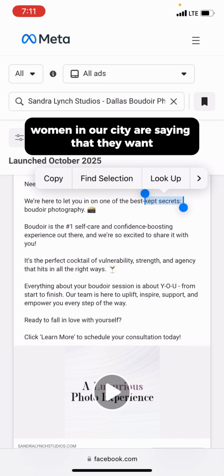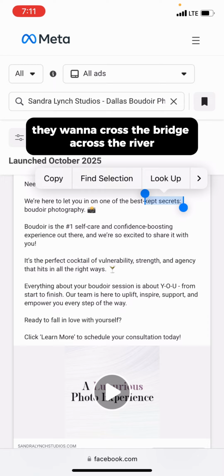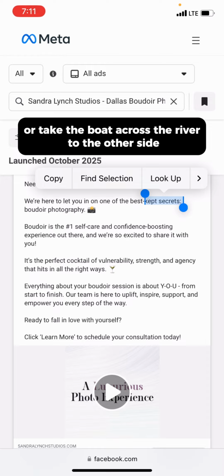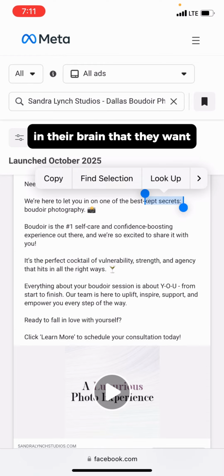All right, third thing we need to have in the See More headline is a positive. What is something women in our city are saying that they want? So, they want to cross the bridge across the river or take the boat across the river to the other side because there's some positive thing that they're saying in their brain that they want.